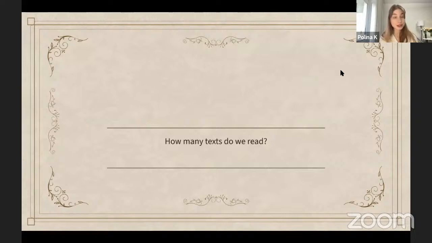How many texts do we have? So we have identified that we have 9 tasks, but does it mean that we will read 9 texts, or it does not? How many texts do we read? Maybe we read only 1 text, 3 texts.